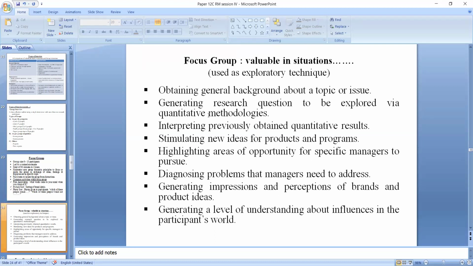So under which conditions are FGDs valuable? When you want to get generic background information. Through the police departments we did FGDs 4 times. When 4 different batches had come, we conducted the same kind of FGD.